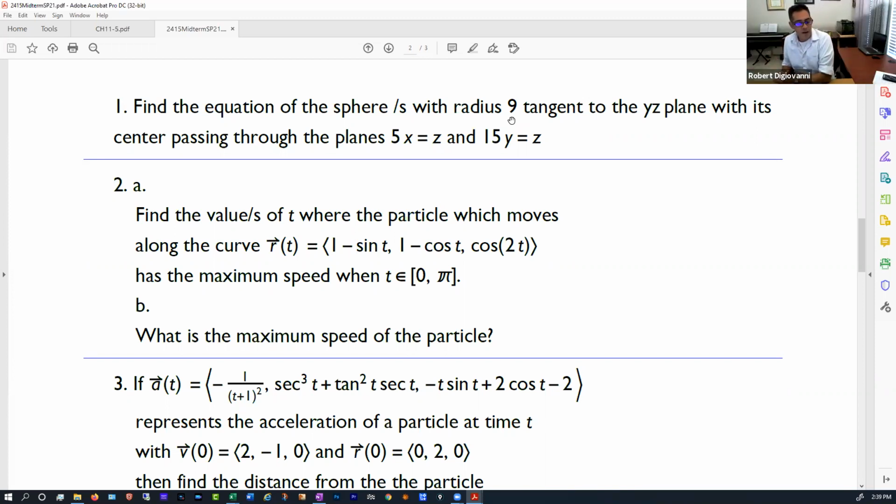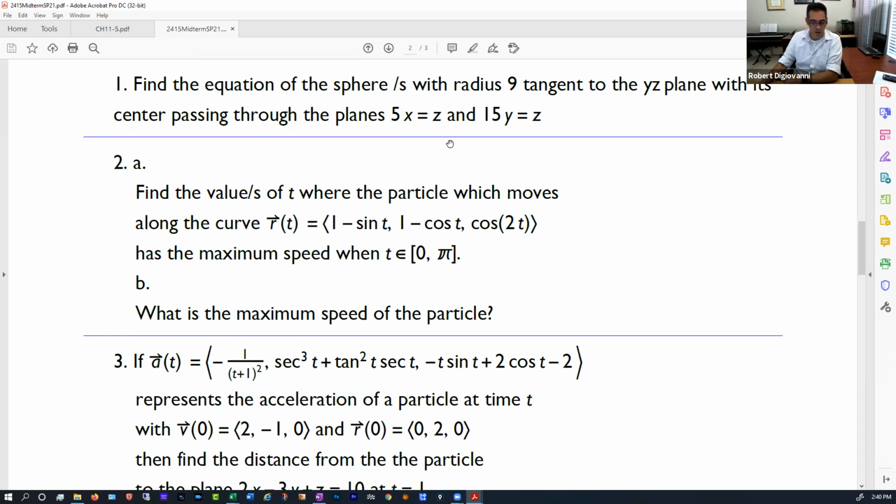So find the equation of the sphere or spheres. It could be more than one. With radius 9 that is tangent to the YZ plane, and its center has to pass through these two planes. Okay, so you'll need to think about that. But at the end of the day, you're just looking for a point. If you can find a point, then you've got the center and then you're done. But it's got to be radius 9 tangent to this plane, and the center must be contained in both of these planes. So I'll let you enjoy that one.